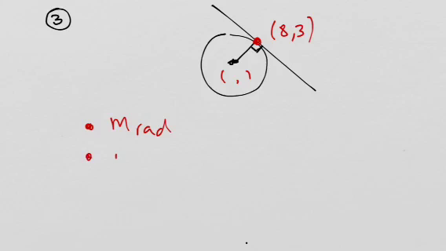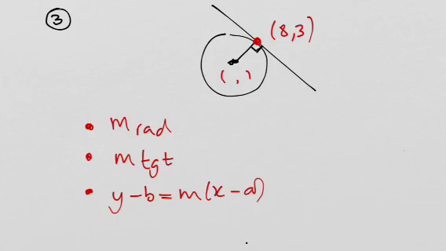Then you work out the gradient of the tangent, which is just perpendicular to the radius, so turn it upside down. And then lastly, just use your y minus b equals m(x minus a).